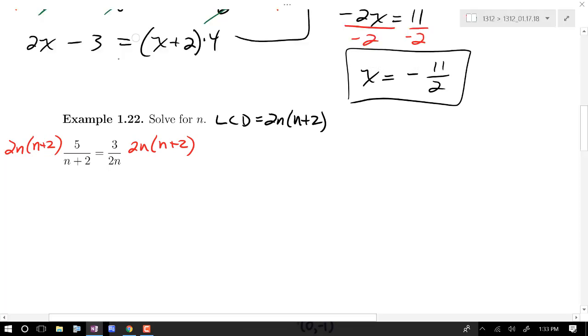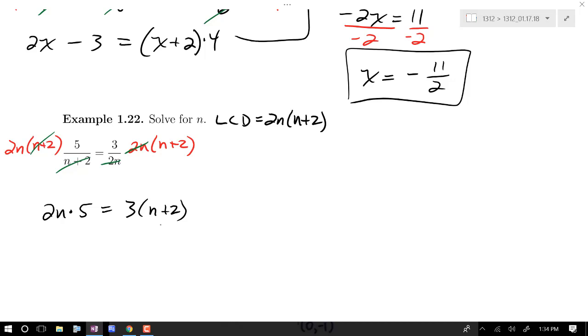On the left side, the n plus 2's cancel, and on the right side, the 2n cancels. So now we have 2n times 5 is equal to 3 times n plus 2. Now one thing I want to point out here is that because this equation was simply one fraction on one side by itself, another fraction on the other side by itself, this is actually a proportion.